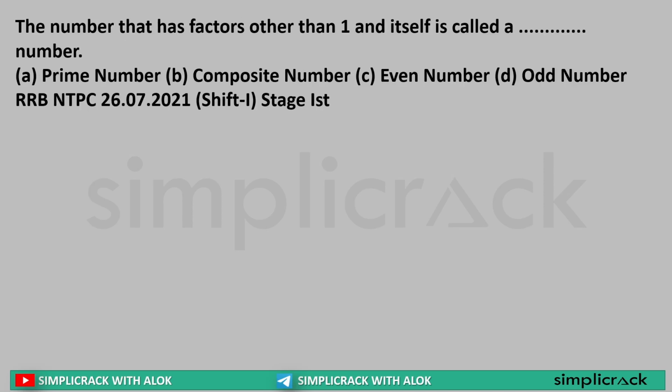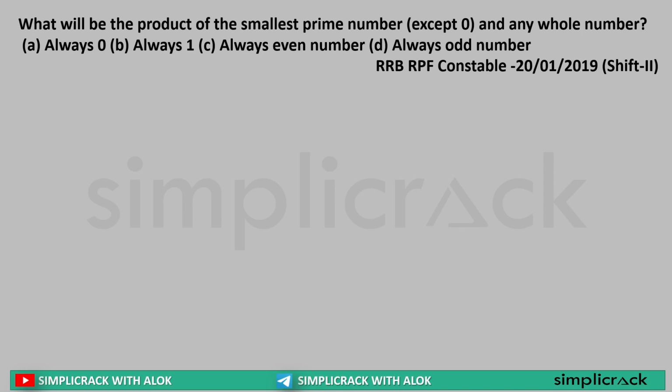Clear? Next, the number that has factors other than 1 and itself. Read this question carefully. Many students make mistakes here. The number that has factors other than 1 and itself. So the factors are 1, itself and other numbers. So it will be what? A composite number. Clear?